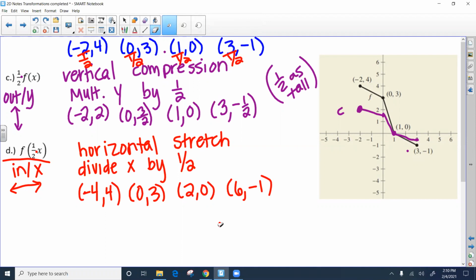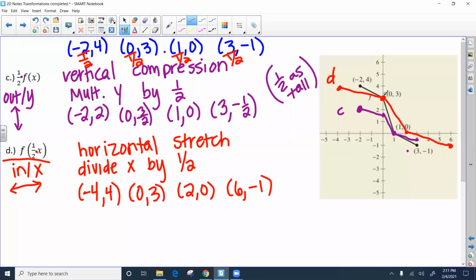So let's plot those. So we have -4, 4, 0, 3. This point stays in the same spot as the original. 2, 0 is right here. And then 6, -1 is right here. Okay, so if I connect those like this, that's my graph for D.